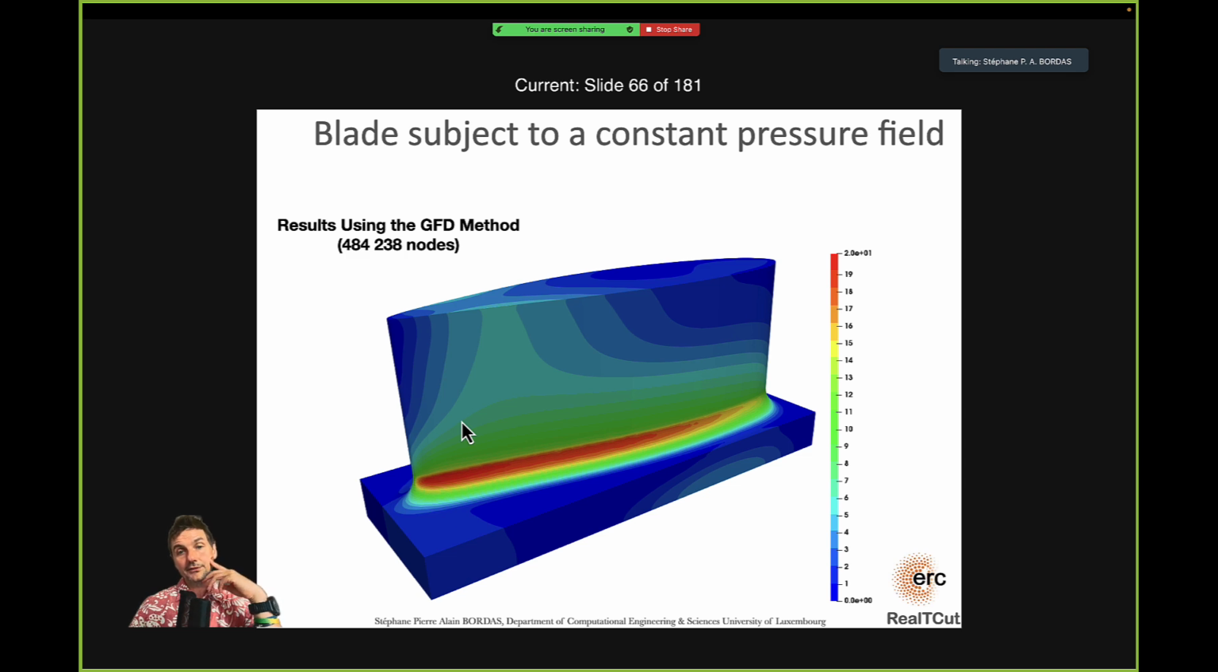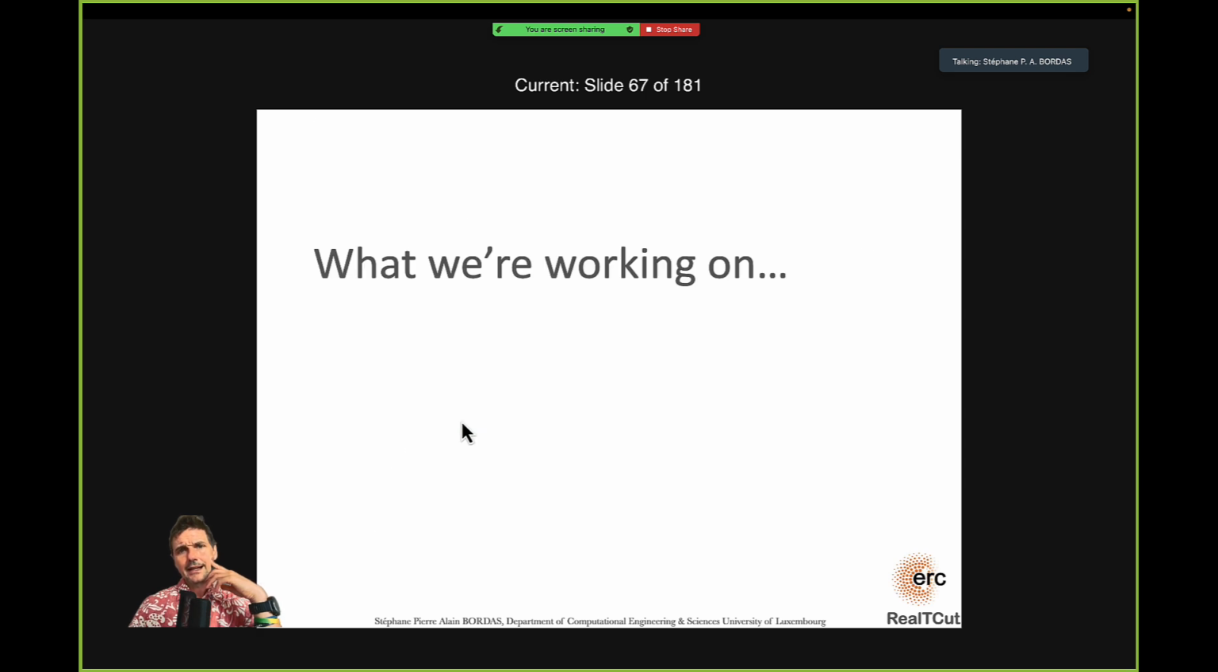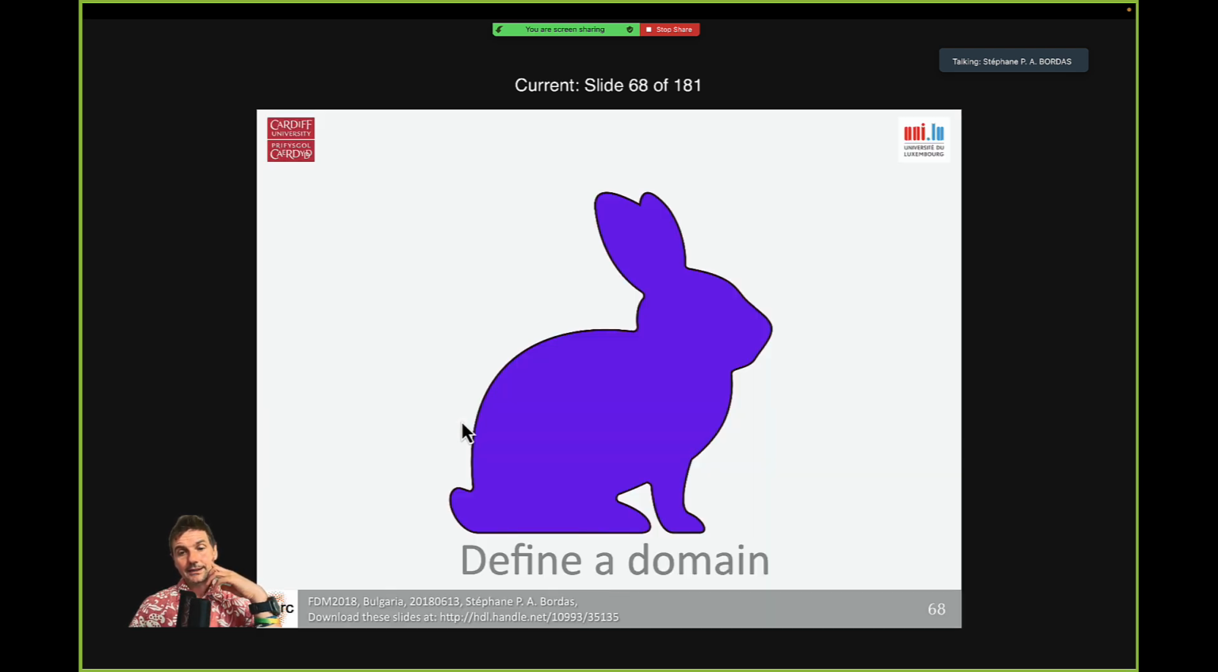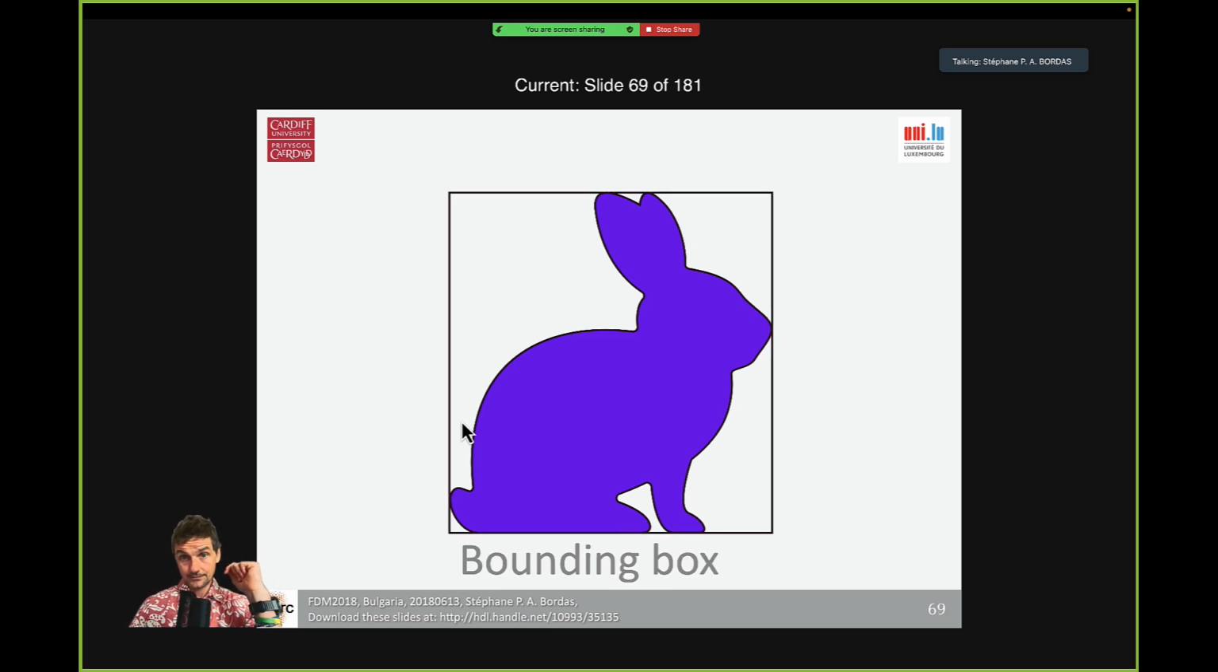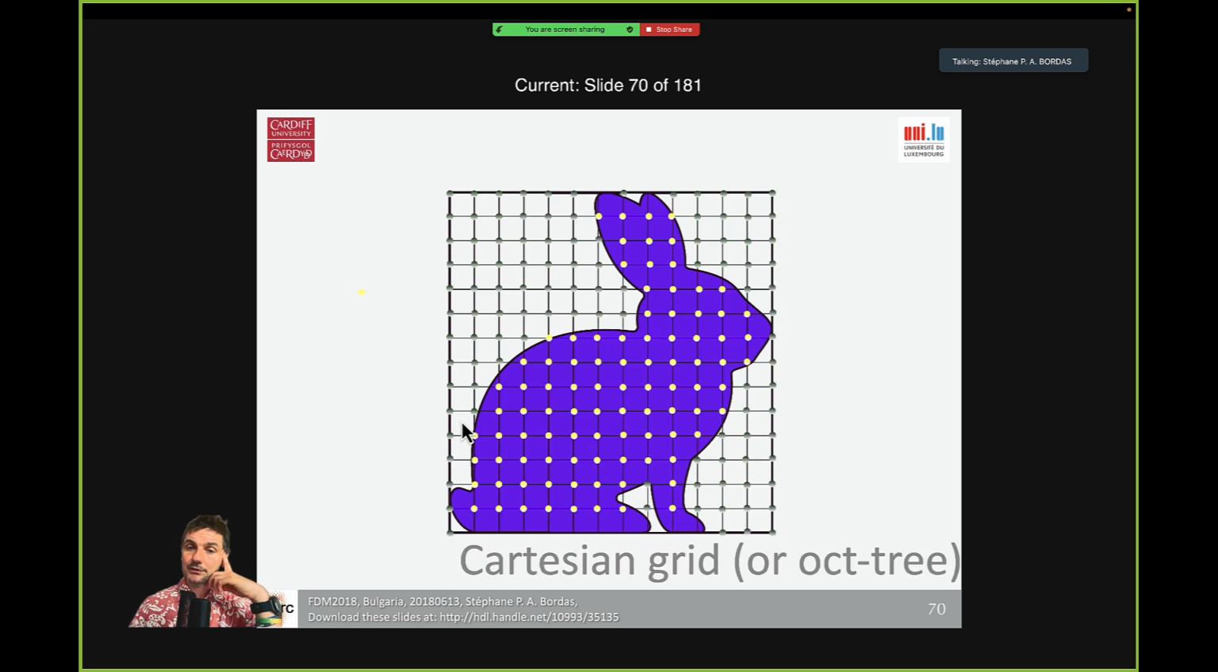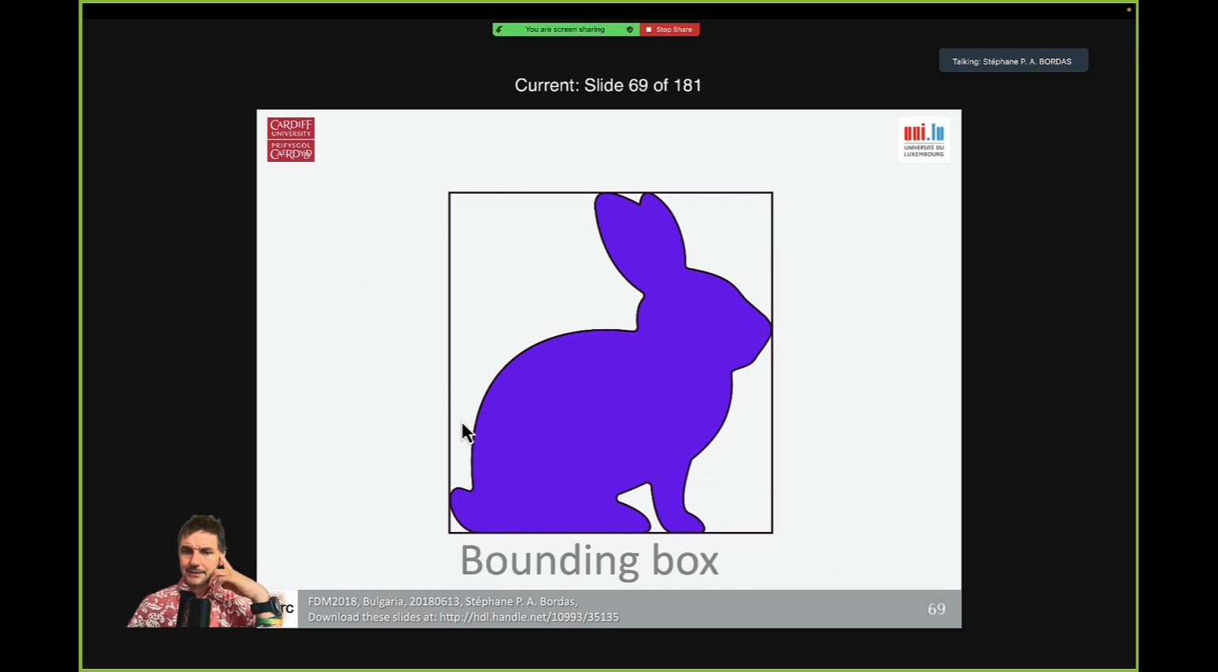Okay, so now we look at the results using generalized finite differences, that they look like that with a very nice stress concentration. And now I'm telling you what we are working on. Although most of the results are in the recently published papers that I was mentioning. So let's imagine that you have a structure to look at. For example, this little bunny. This little bunny is, of course, a relatively simple shape in that case, but it could be, of course, a much more general shape.